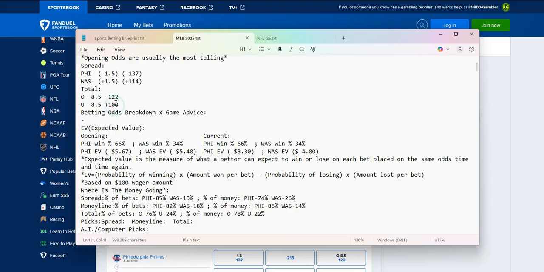Those are always dangerous, but this minus 122, I would go with that pick currently until this 22% goes up. Even if these odds stay the same, I would recommend going with the under only if this goes up. If it doesn't go up, stick with the over.